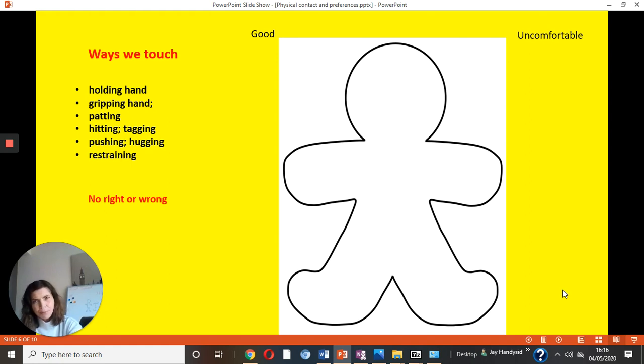Okay, so ways we like to be touched. Sorry, I'm still Hugless Douglas. So, ways we like to be touched. Some of us like to hold hands, but we don't like the hands being gripped. Sometimes we like patting.